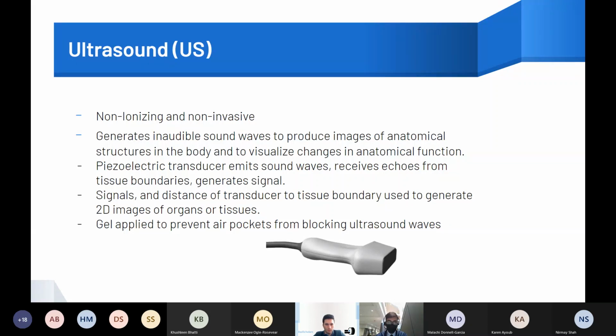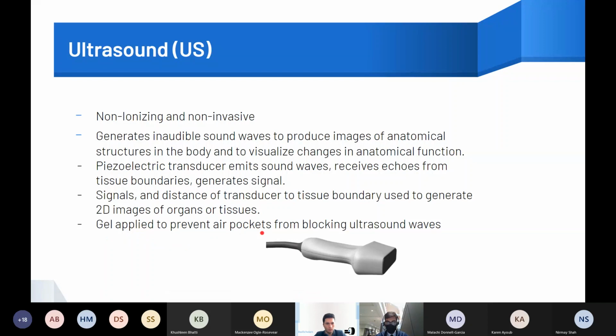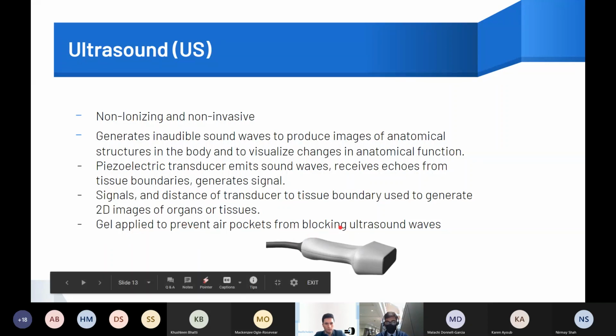So with ultrasound, you can get real-time 2D images of what's going on within the body. We talked about MRI. MRI is one picture at a certain point in time, whereas ultrasound can be kind of like a movie or a video of what's happening in real time. And you can probably imagine what the implications for research would be. So you might have seen that they applied gel during an ultrasound. I just wanted to point out it's just to prevent friction and also to prevent air pockets from blocking the ultrasound waves.